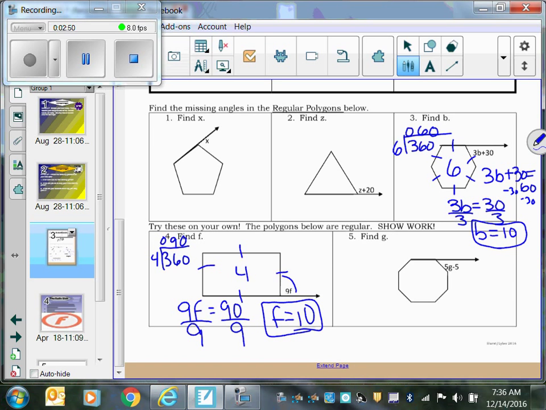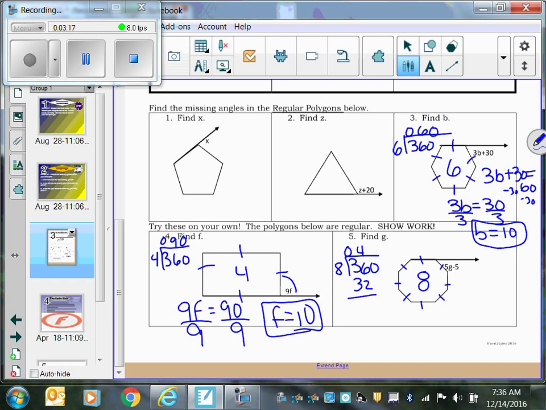All right, now that you've tried number 5, we need to find g. Again, we're going to go through, start by counting our sides. So we got 1, 2, 3, 4, 5, 6, 7, and 8 sides total there, which means I'm going to do my 360 and divide it by 8. Does 8 go into 3? No. Does 8 go into 36? 4 times. And what is 8 times 4? 32. So we got 32 down below.